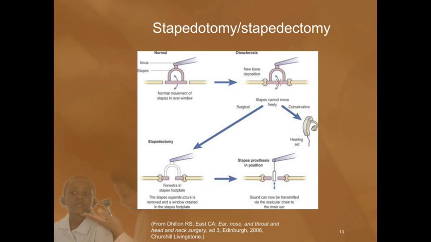A stapedotomy and a stapedectomy are the removal of the stapes superstructure and creating an opening in the footplate or removing the entire stapes for the treatment of profound hearing loss, usually related to otosclerosis. A prosthetic is placed into the stapes to allow the transmission of sound waves.